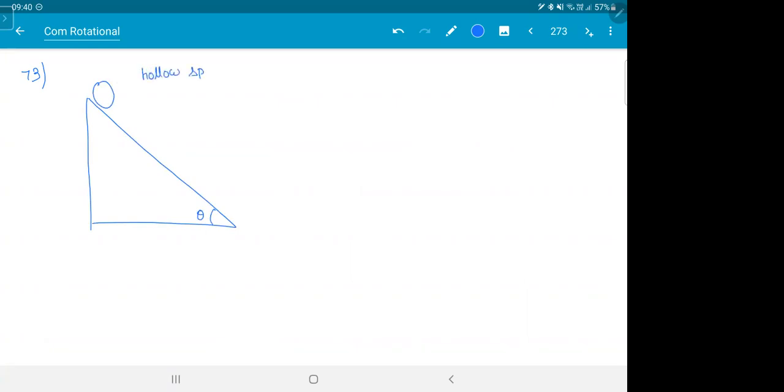Hollow sphere. It's a solid cylinder. No slipping. Find the acceleration and time to reach ground. Get ready. We have done this also last time.